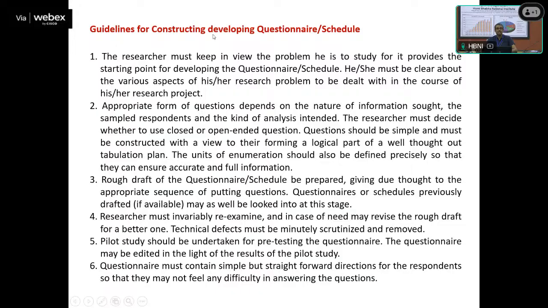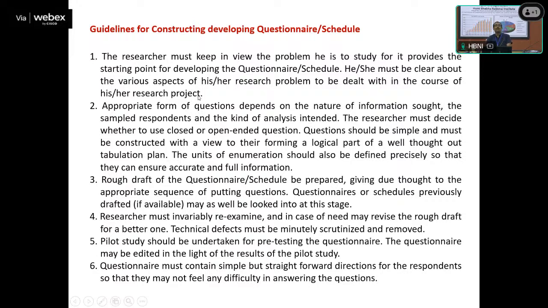Guidelines for constructing and developing questionnaires and schedules. What are the guidelines? These are the several guidelines which the researcher has to keep in mind. The researcher must keep in view the problem he is to study, for it provides the starting point for developing the questionnaire or schedule. She must be clear about the various aspects of her research problem to be dealt with in the course of her or his research project.